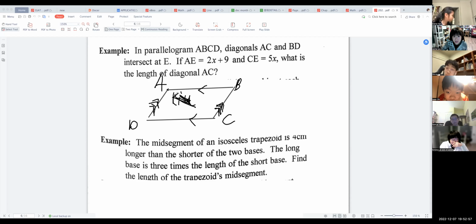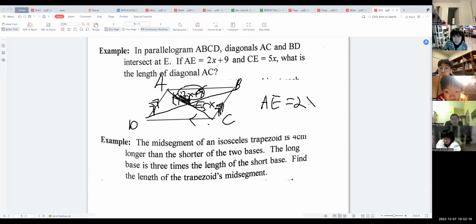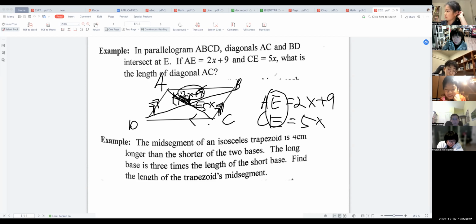Okay. So A, B, C, D, right? Because AC and BD are diagonals and intersect at E. And we know AE equals 2x plus 9 and CE equals 5x. So what does it mean? We know AC is a diagonal, and AE equals 2x plus 9 and CE equals 5x. Because E is a midpoint, that's why 2x plus 9 equals what? 5x.